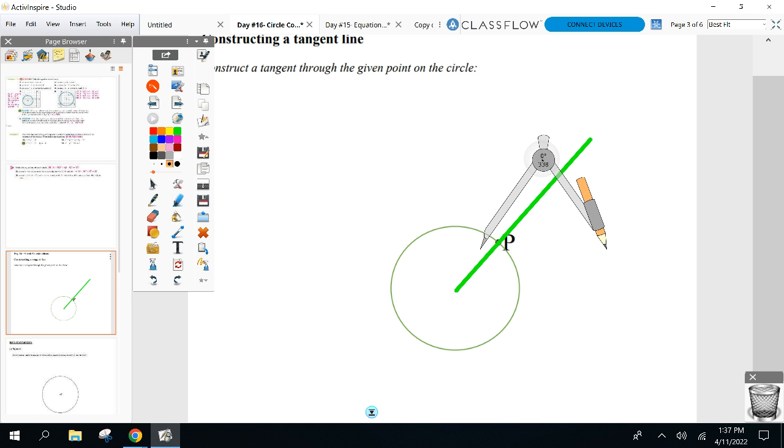Anybody else? Put your compass point on P. Do it Serena's way too, it's going to get the job done. Put your compass point on P. Everyone remember making kind of like either a frown or a smile here. I need you to make an arc that intersects your radius twice. I don't care if it looks happy, sad, whatever. Make an arc that intersects your radius twice.